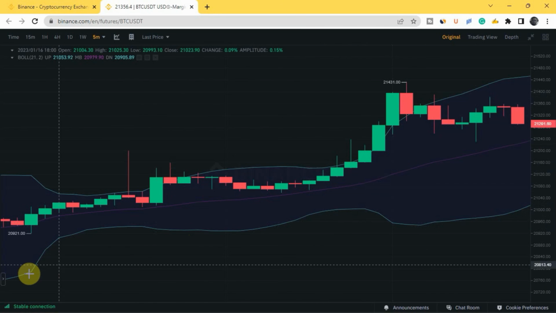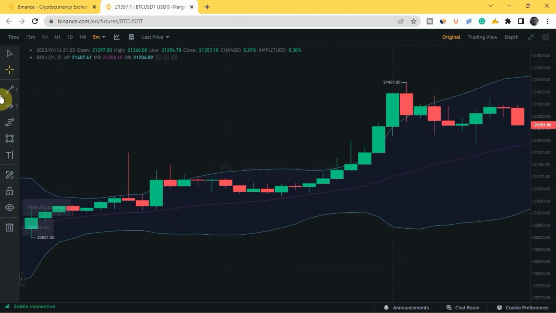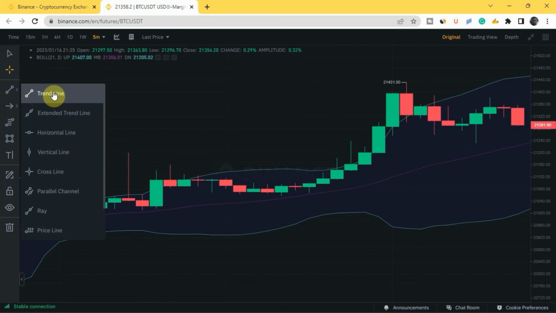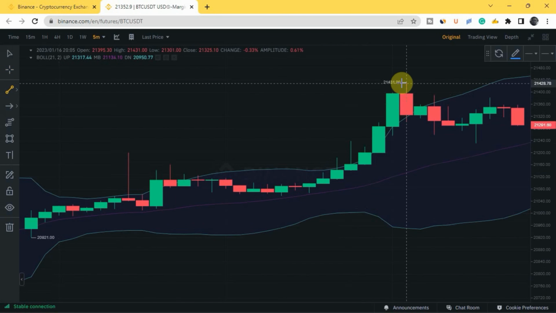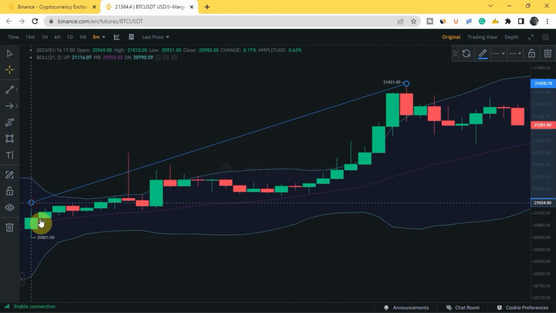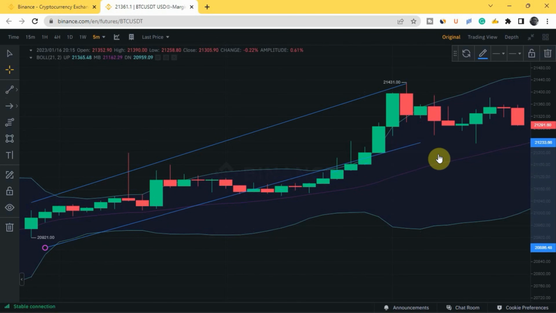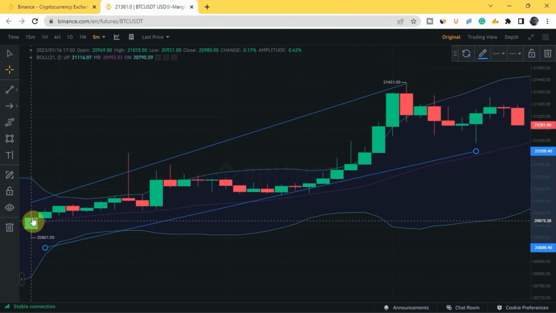Let me try and draw a line so you guys can see it. If you want to draw a line, you just come right here and pick, let's say you want to draw a trend line, then you can just pick right here. You can see from here, let me draw another one below. Yeah, exactly. So you can see right there that from this point to this point, it shows you that this is a bullish trend.